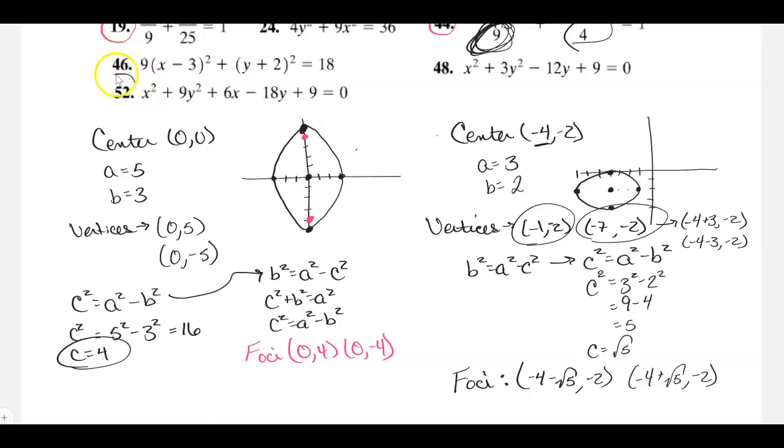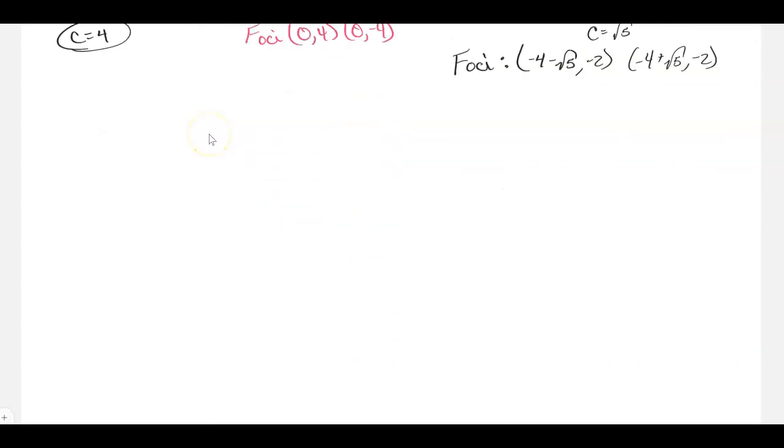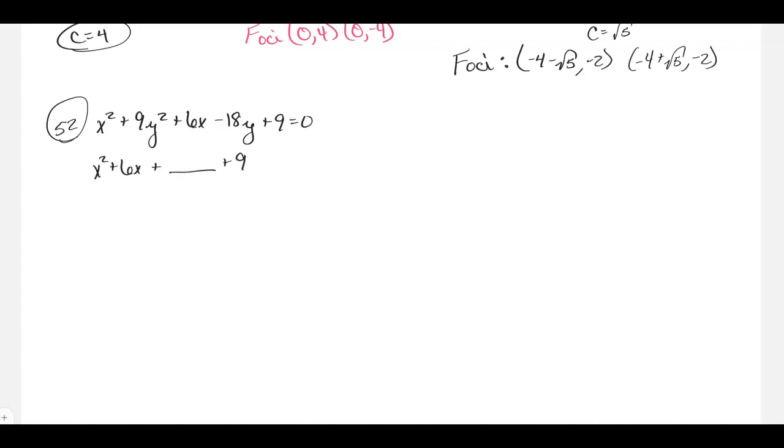So let's do one more, number 52. And in this one, we're going to have to complete the square. So to complete the square, I'm going to group the x terms together. And then I'm going to group the y terms together. And then I'm going to move that 9 to the other side.